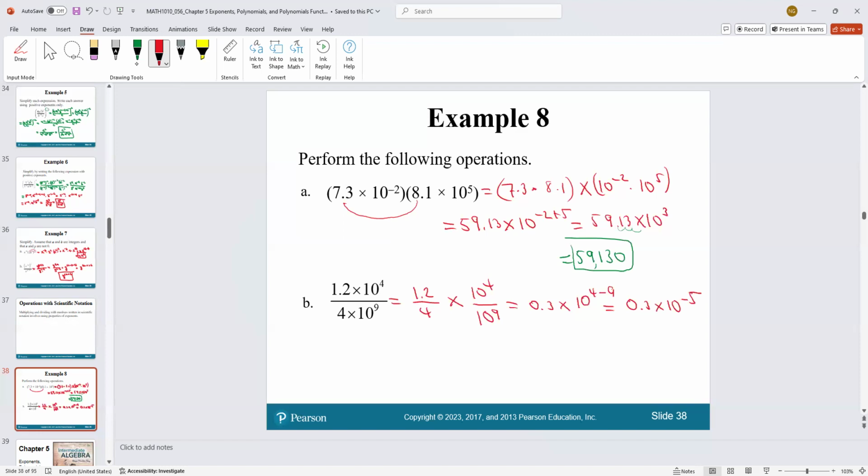Remember what happens with negative 5? We move 5 digits to the left because the exponent on the 10 is negative. So moving 5 digits to the left, 1, 2, 3, 4, and 5. So this is the 0, and we're going to put another one, another one, another one, and another one. So the answer would be 0.00003. That would be the answer in decimal notation.